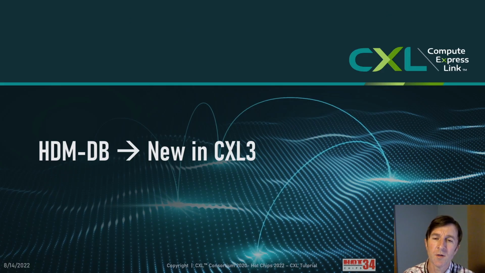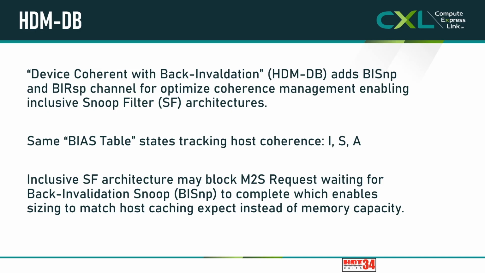Okay, so now I'm going to get into the details of the HDM-DB memory type. These are new enhancements in CXL 3.0. HDM-DB is device coherent memory with the back invalidate channels. The back invalidate channels are the BI snoop and BI response channels that were added in CXL 3 to optimize coherence management. This enables the use of inclusive snoop filters, and no longer relies on the CXL.cache request channel like we showed in the HDM-D case.